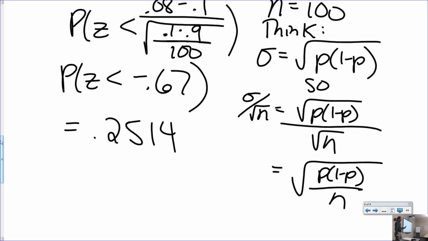So we would expect that there is a 25% chance, more or less, that out of 100 people, 8% of them or less would be wearing a hat when 10% of them normally do. Not bad? All right, now.